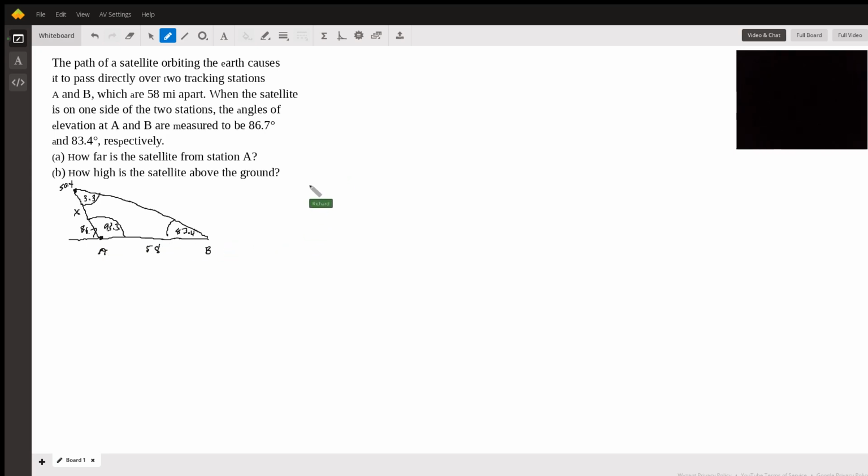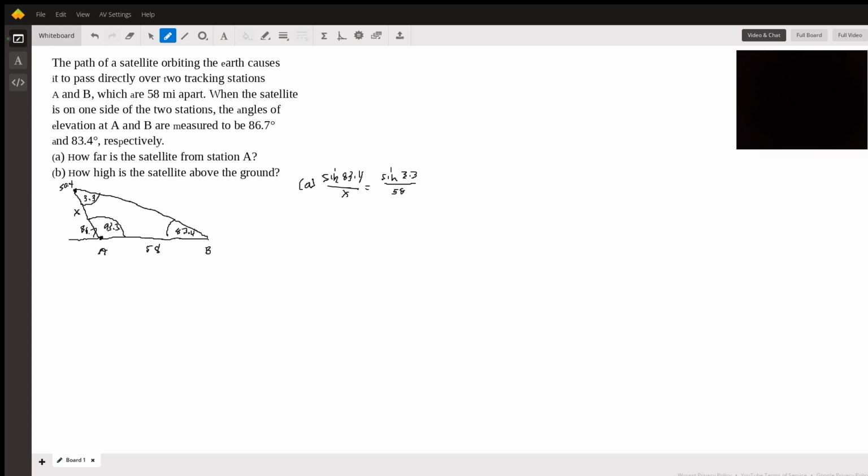So for part A, we'll take the sine of 83.4 over x is equal to the sine of 3.3 over 58. This is the law of sines, which says the sine of an angle divided by the length of its opposite side is equal to the sine of some other angle in that same triangle divided by the length of its opposite side. So that's the law of sines.